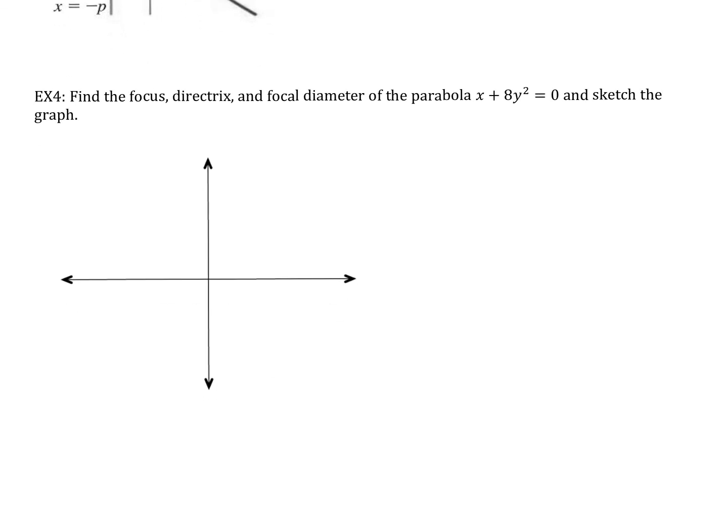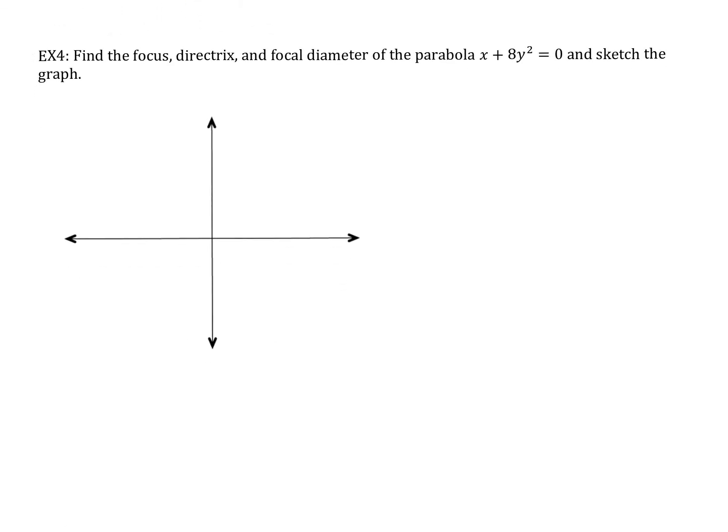Alrighty, so let's take a look at this example. Find the focus, directrix, and focal diameter of the parabola x plus 8y squared equals 0, and sketch the graph. First off, what do we have here? Which value is being squared? The y is squared, and then I have my x. Because the y is squared, we're going to have a parabola opening left or right. Once again, the way it opens depends on our p-value.